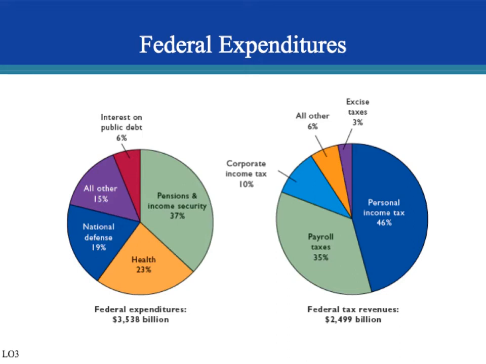In a couple slides, we'll show an example of a personal income tax and how much they pay in total tax using marginal tax rates. Also, payroll taxes are the taxes that employers pay based on the wages of their employees. These taxes are used to finance Social Security and Medicare.